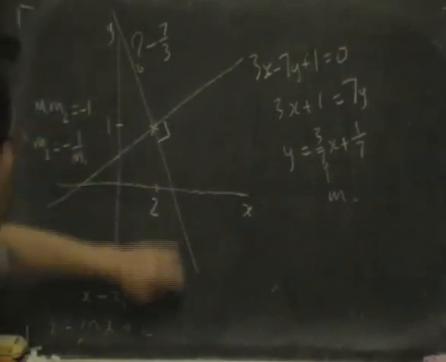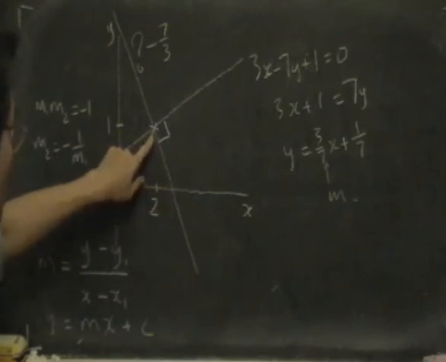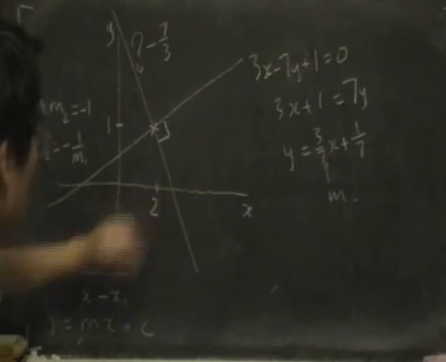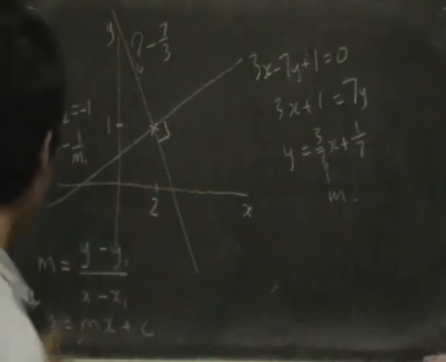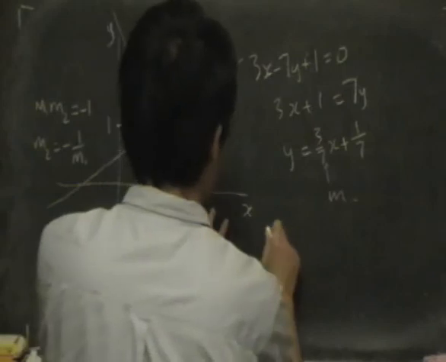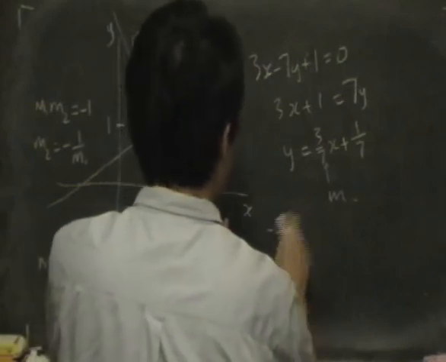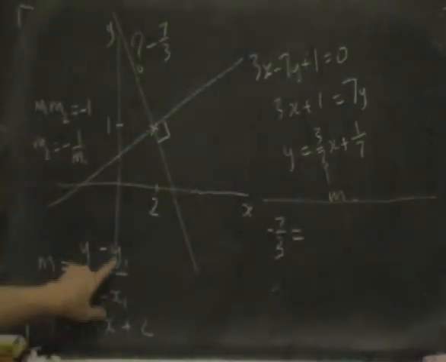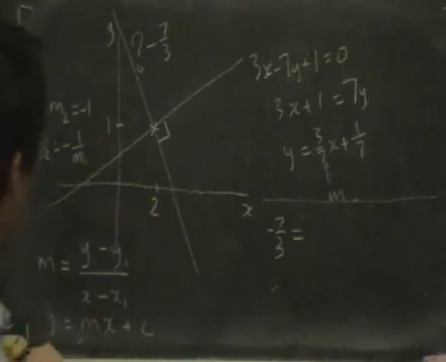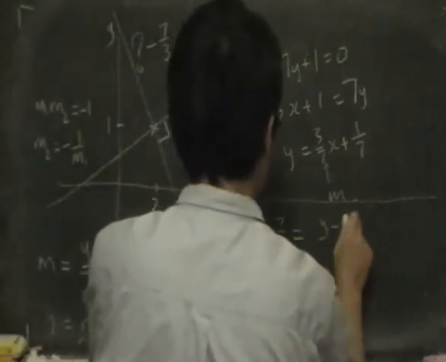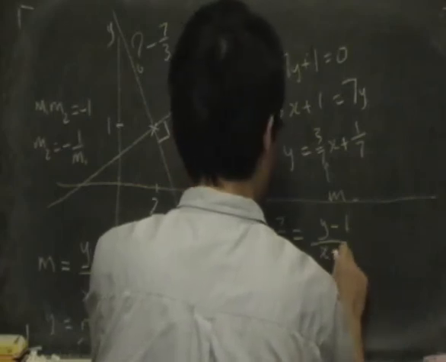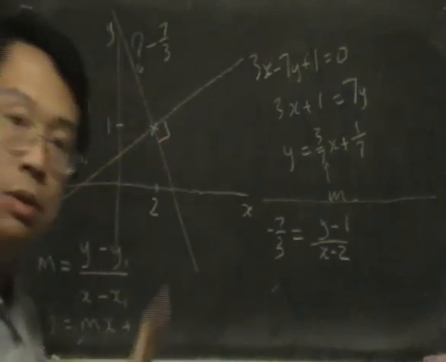So now I know the gradient of this line and I know a point on that line. And I'm ready to use this formula to find its equation. So let's substitute this information into here. m is minus 7 over 3. So that's, draw a line there. Okay, x1, y1 are 2 and 1. y minus 1 over x minus 2. So that's the equation.